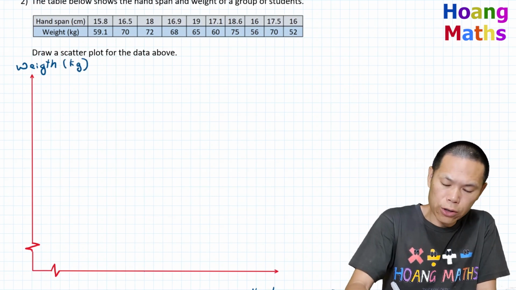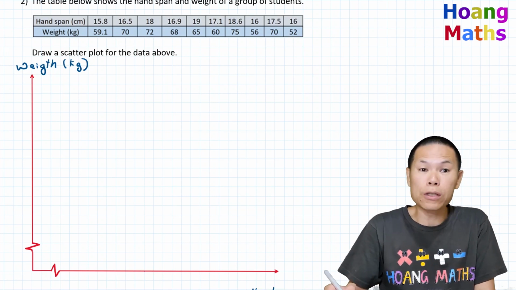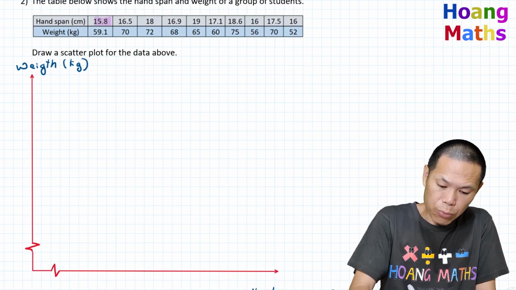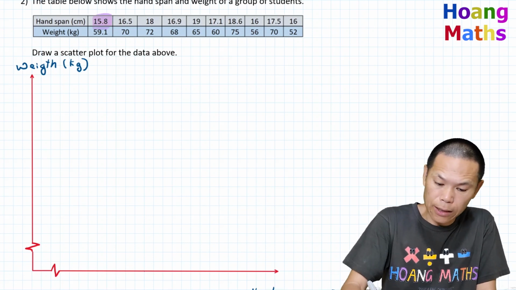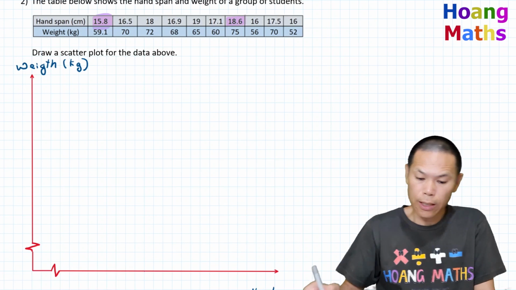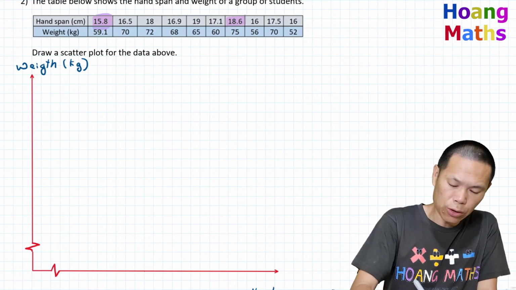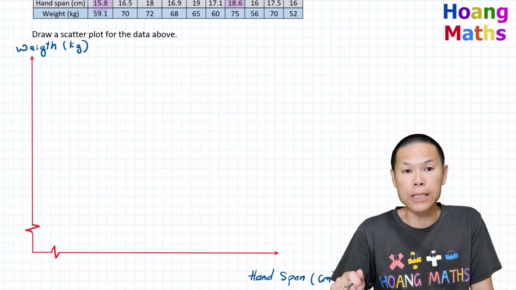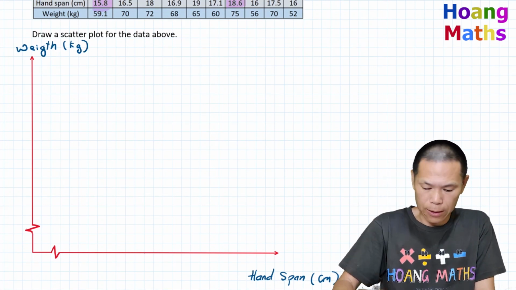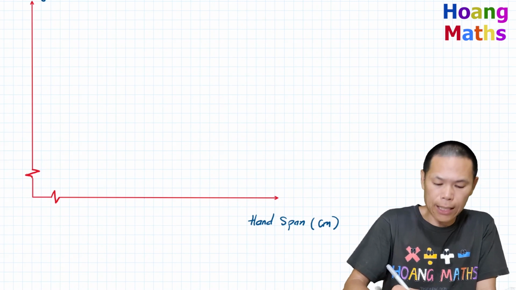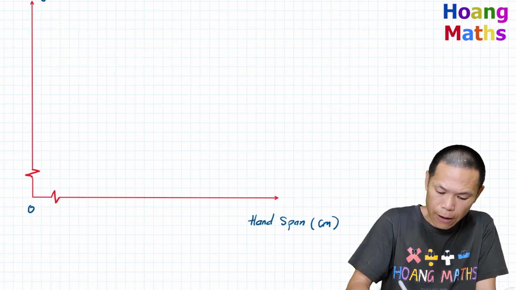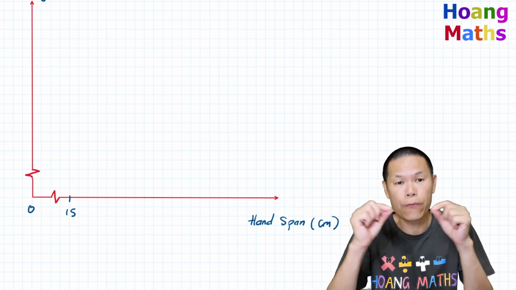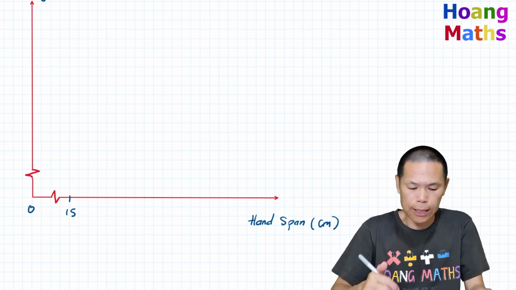First of all, for the horizontal axis, the smallest value we can see here is 15.8 and the largest is 18.6. So let me just write this down. Rather than write 1 all the way to 19, we start from 15. Because we have a zigzag here, that means I write 0 here and 15, so there are numbers between 0 and 15. Keep that in mind, just to make it easier for us.